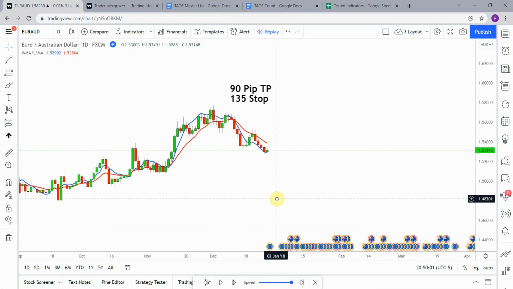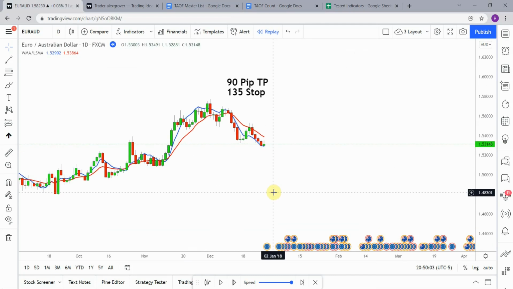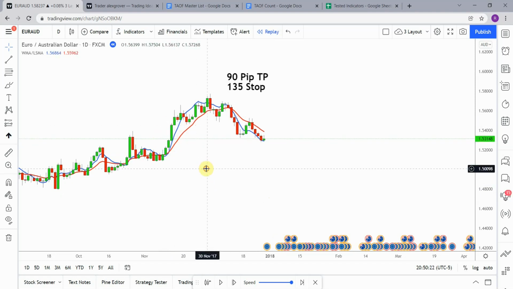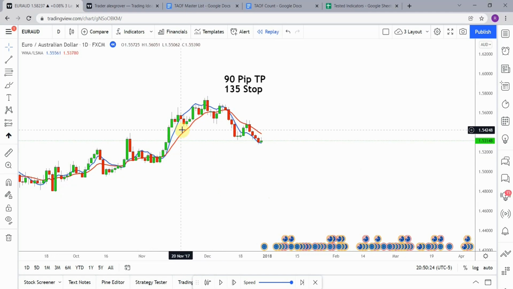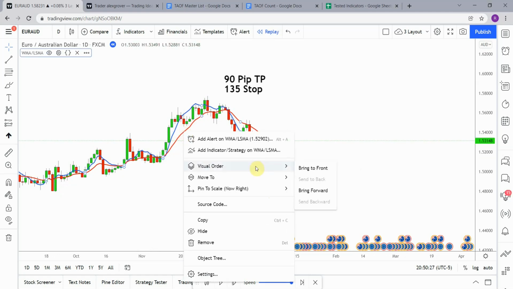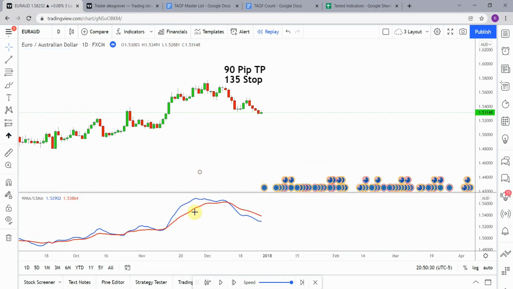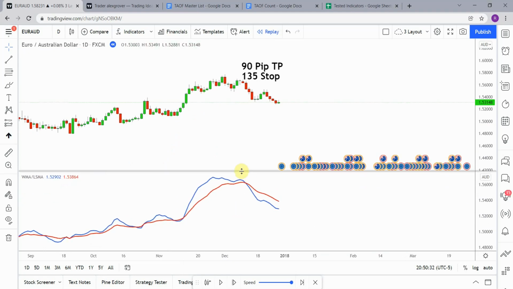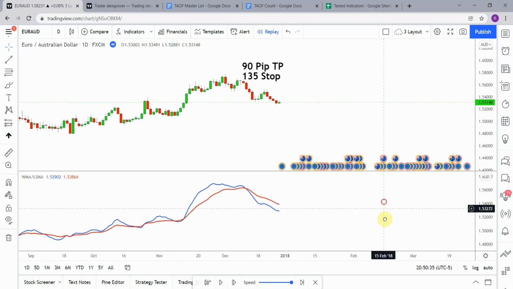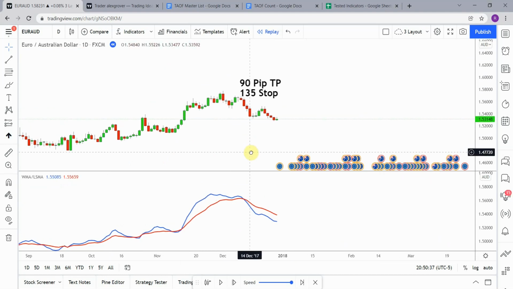Alright, so today's indicator is the WMA/LSMA indicator. And so basically what that is a weighted moving average / least squares moving average. And those are two moving averages, obviously. And so you can see them here on screen. What I'm going to do is go ahead and move them down below here. That way it's a little bit easier to see them and they're not really entangled in the price action.